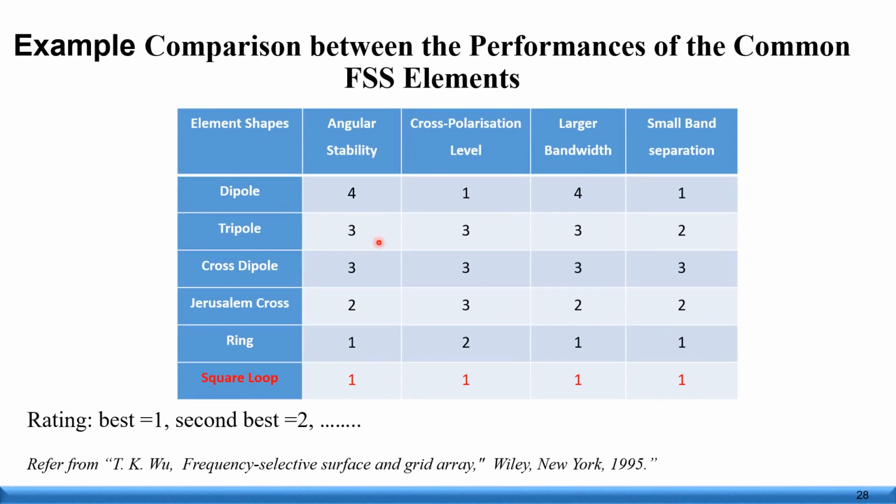This is an example of comparison. It's almost similar to the literature review. It just wants to tell the examiner why we choose the square loop. It's the best across all the categories, that's why we choose the square loop. Then you can put the reference here, from the source here.